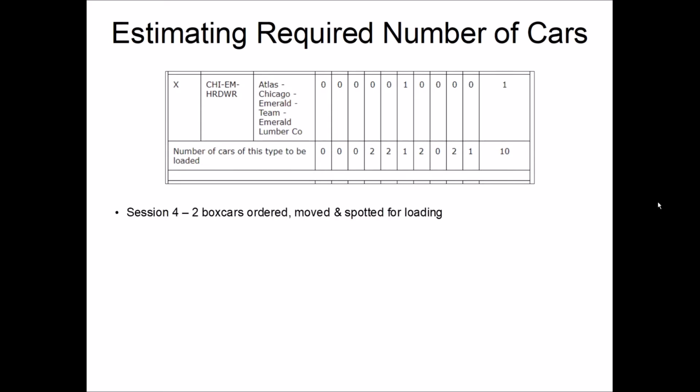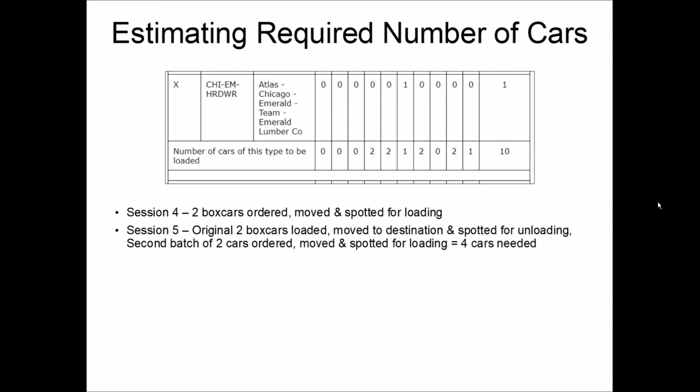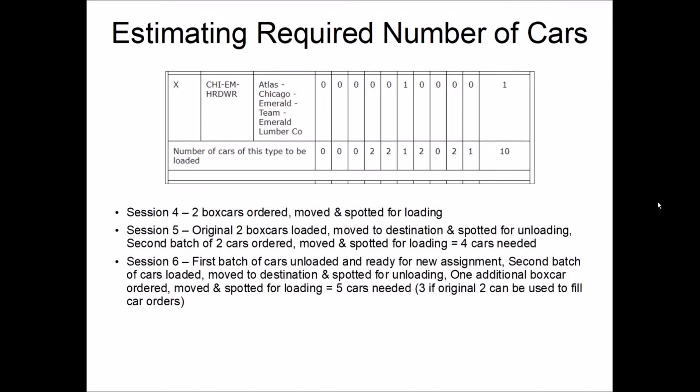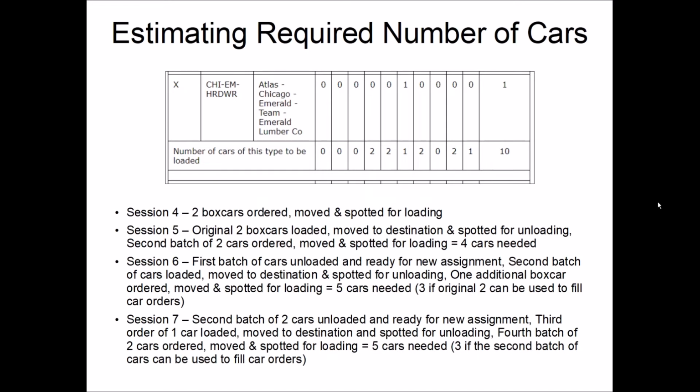So the first thing that they do is in the first operating session where they ordered cars, which is the fourth session, they ordered 2. These cars were ordered, filled, moved, and spotted for loading. The next operating session, those 2 cars are now loaded and moving to their destination. However, 2 more cars were ordered, so that means we need a total of 4 cars on the railroad so far.